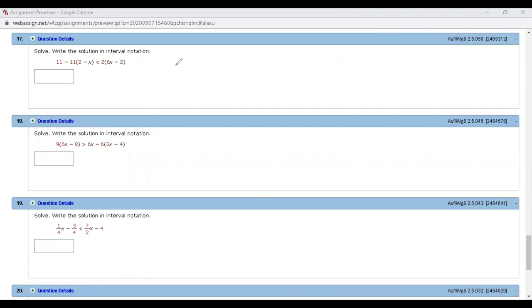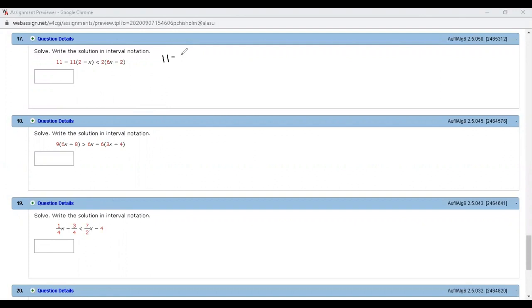So here for number 17 and 18, we have some simplifying and some distributing that we need to do. For number 19, we have some fractions and we can clear the denominators. The only thing is for number 19, when we clear these denominators, remember that if we multiply by a positive number, the sign will not change. But if we multiply by a negative number, the sign will change. It will flip to the other direction, okay? So let's look at number 17.